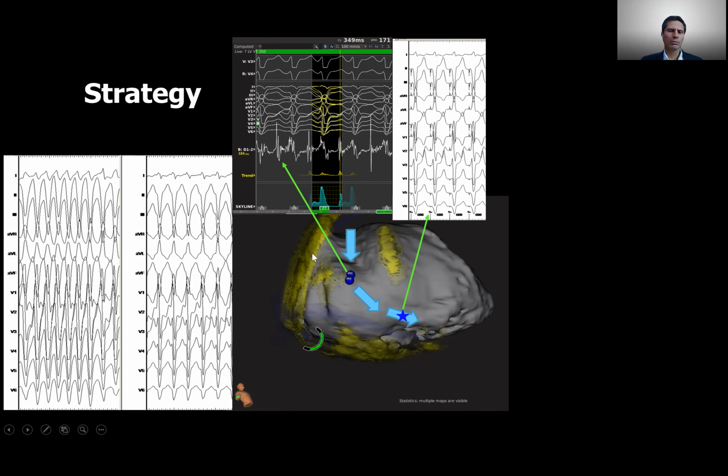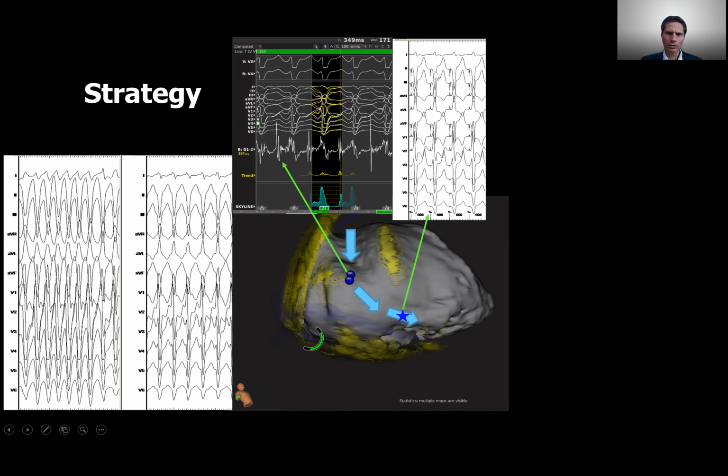We could not do activation mapping because after 30 seconds, we had to stop the VT because it was too fast. So we had some mid-diastolic part at the beginning, because the Orion was placed, I think, based on pace map, and we were mid-diastolic, but we could not map all because we had to stop. And then we tried to reconstruct the path of the VT by pace mapping.